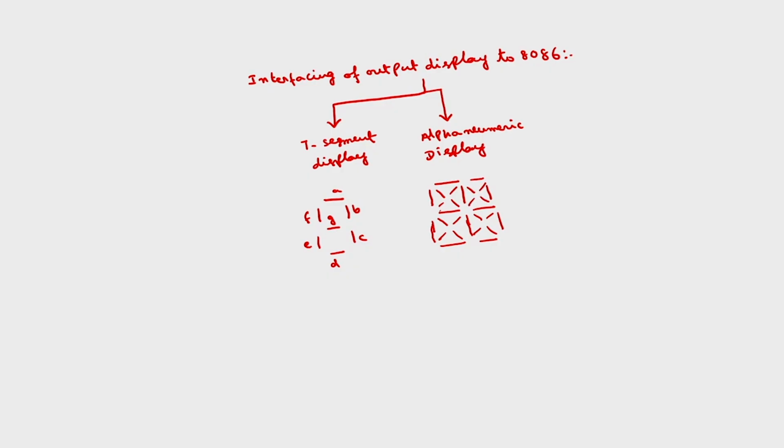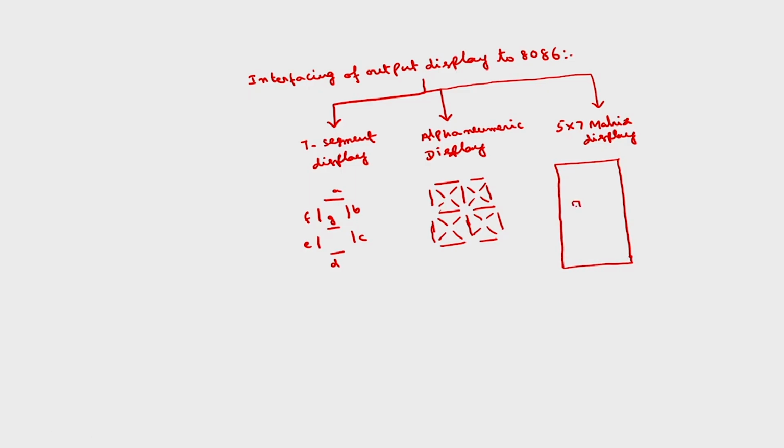Using this you can display any alphabets also. There is another type of display which is called matrix display. If we take, say, a 5 by 7 matrix display, here we will be having an IC. The segments are arranged in the form of a matrix.